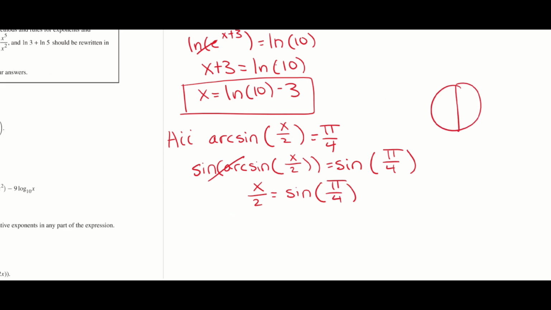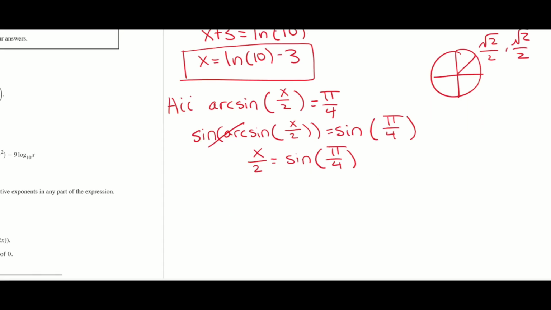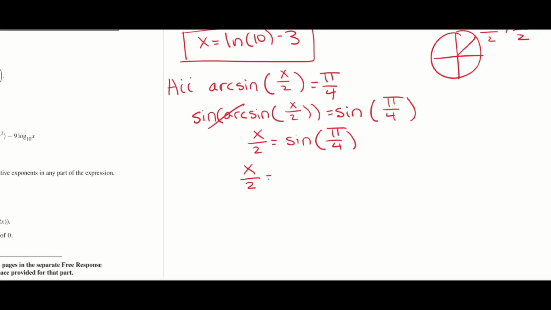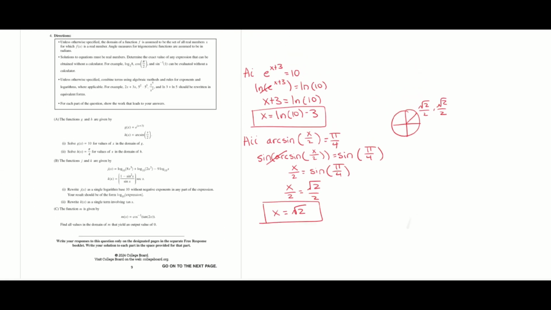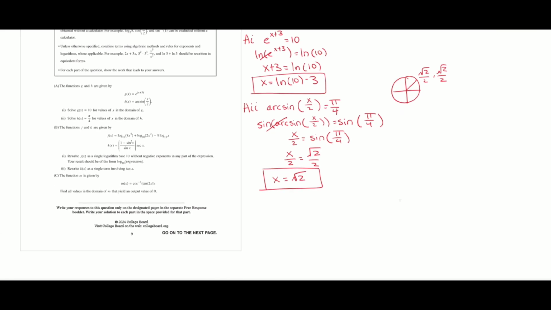We draw a circle real quick. The sine of pi over 4 is here, and that is root 2 over 2. So x over 2 is equal to root 2 over 2. You multiply both sides by 2 to get x by itself, and you get root 2. Yep, root 2 is equal to x. You're done. Next question.